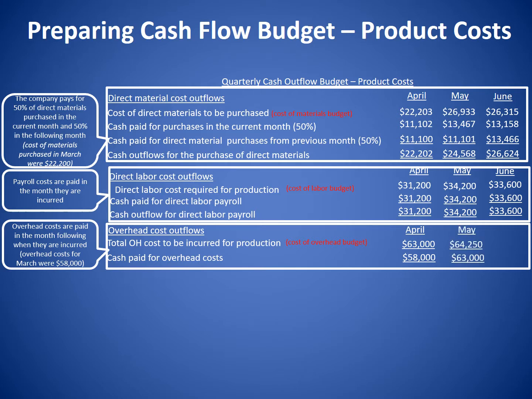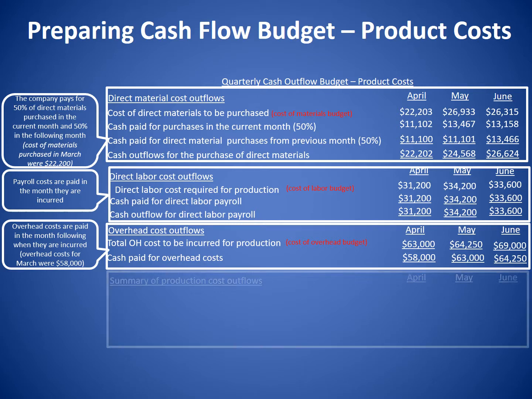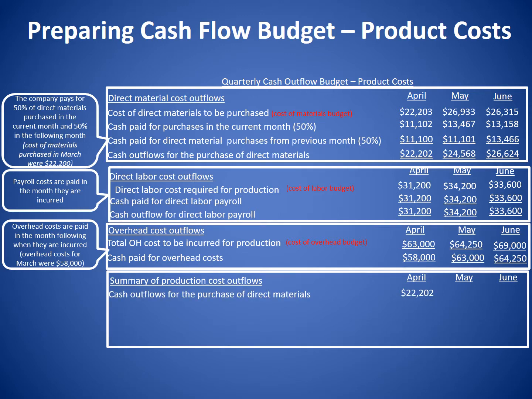We go to May, and the total overhead cost to be incurred for production is $64,250, but that will not be paid out in cash until June. So in this case, the amount that's paid out in cash is $63,000, which was the amount that we incurred in April. And we're going to do the same process in June, where the total cash paid in overhead cost will be $64,250.